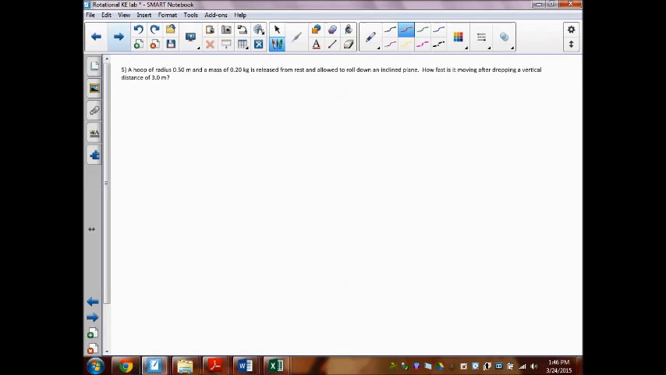Number 5, a hoop of radius 0.5 meters and mass 0.2 kilograms is released from rest and allowed to roll down an inclined plane. How fast is it moving after dropping a vertical distance of 3 meters? So I know my radius. My radius is 0.5 meters. My mass is 0.2 kilograms. And I know that this object is a hoop. That tells me I'm going to need to use my chart of rotational inertias, and I'm going to need to know I for a hoop.